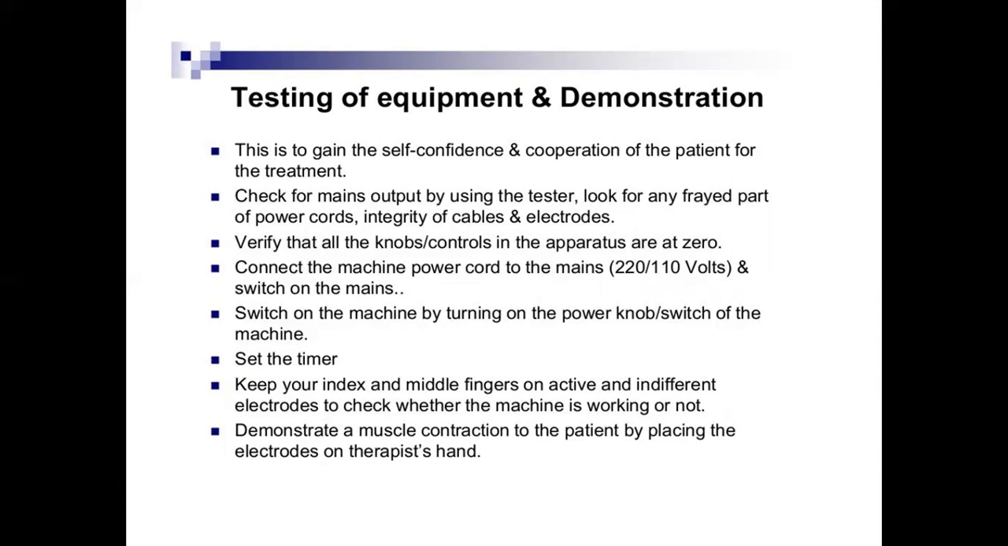Switch off the machine. Set the timer. Keep your index and middle fingers on the active and indifferent electrodes to check whether the machine is working or not. We demonstrate a muscle contraction to the patient by placing the electrodes on the therapist's hands.